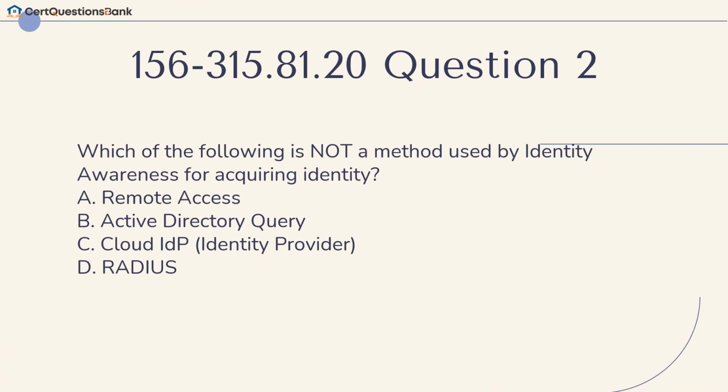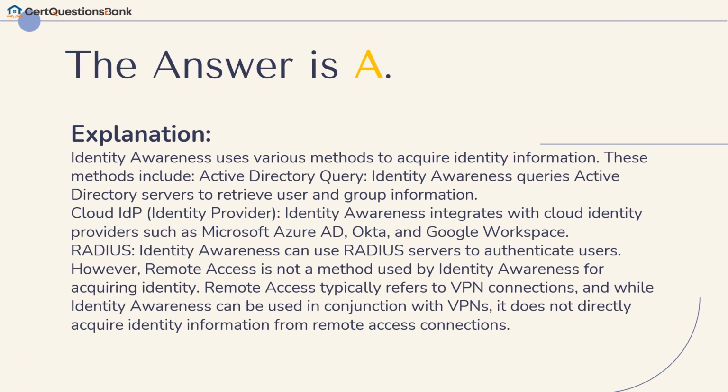Which of the following is not a method used by identity awareness for acquiring identity? A. Remote access. B. Active Directory query. C. Cloud IDP, identity provider. D. Radius. The answer is A.